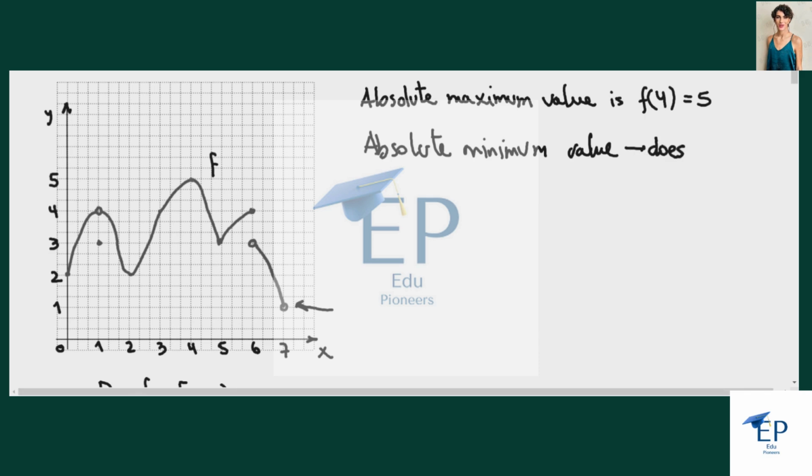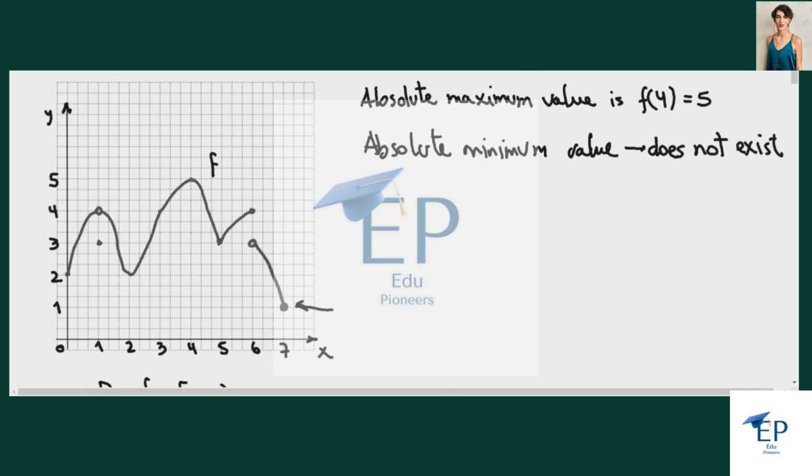So this absolute minimum does not exist. And that's very important to understand. The only way that this absolute minimum be 1 at 7 is that we include the point to the graph. That is, if we do something like this, including the point.